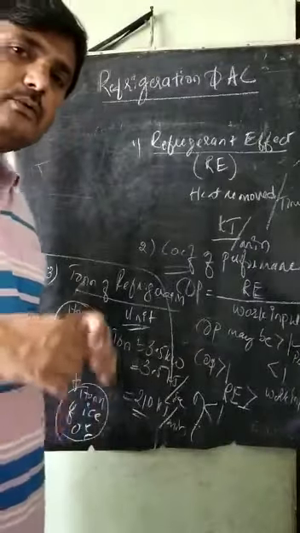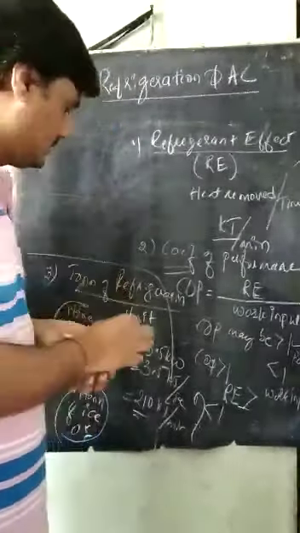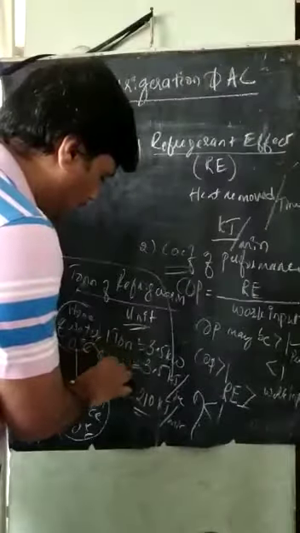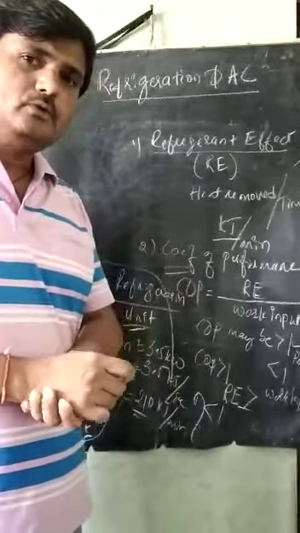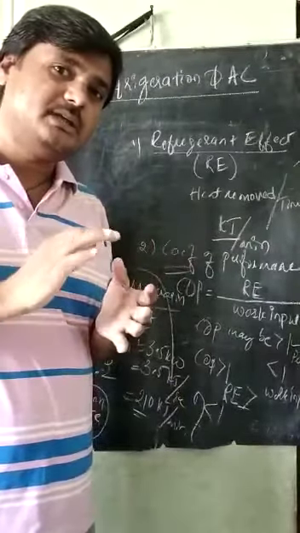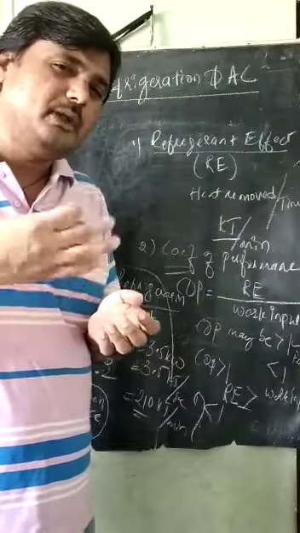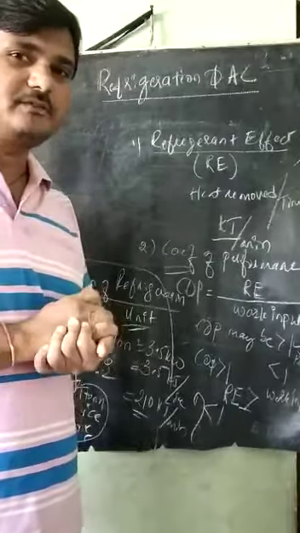How will water become ice? We have to remove the heat. Continuously we have to remove the heat. So continuously removing heat means how much heat has to be removed per second, or else per minute. That is called 1 ton of refrigeration.